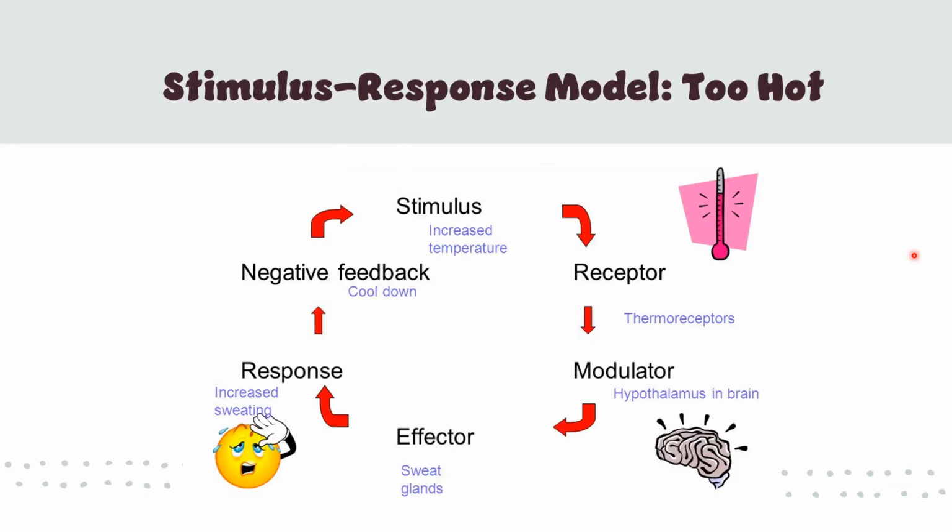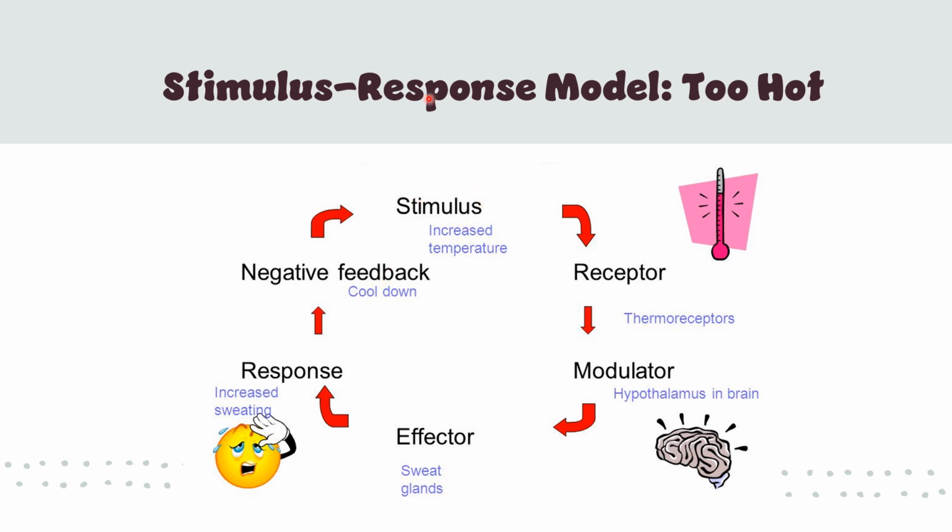So this is just a summary of the stimulus response model and the example that we went through. So our stimulus is increased temperature. Our thermoreceptors pick this up. This signal is sent to the hypothalamus in the brain, which is our modulator. It sends a signal to our effectors, which is sweat glands, which produce a response, such as sweating, and this cools us down. And so this is considered negative feedback because it is counteracting the stimulus. And we're going to go into the negative feedback loop in just a moment.